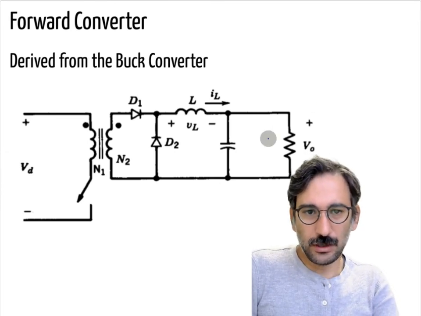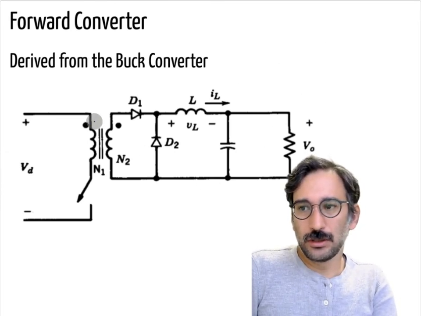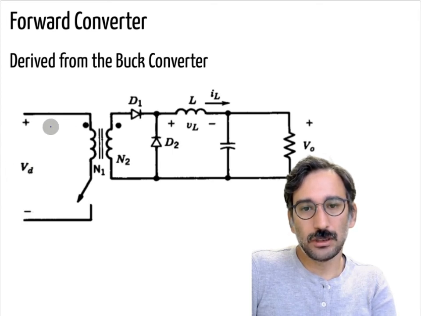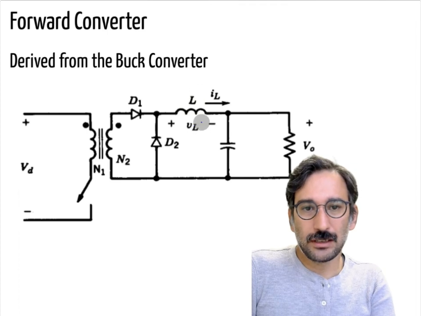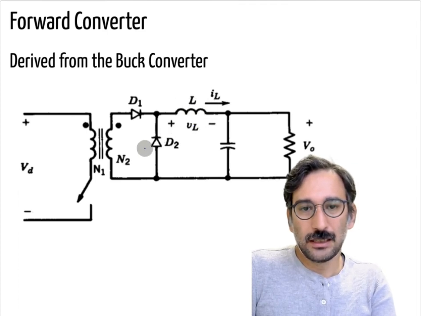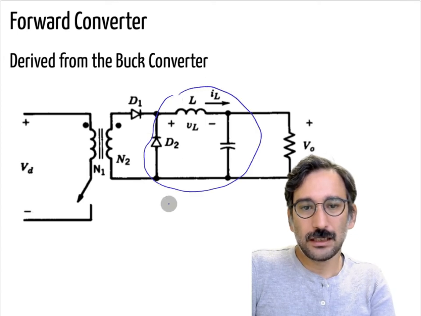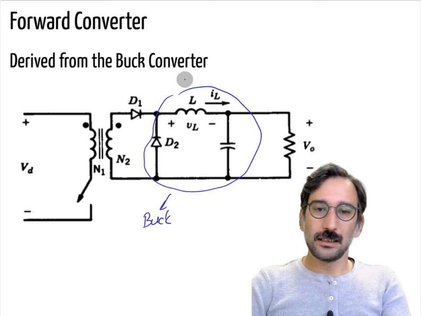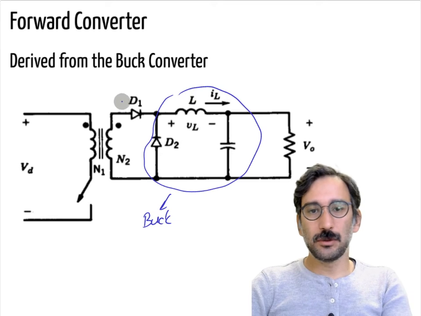So here is the basic topology, and you see there's also a transformer in between, and that transformer is directly connected to the input voltage as in the flyback converter. And what we have here is the inductor, and there's a freewheeling diode. So I think you can see that part is directly a buck converter. That is why you can see it is derived from the buck converter.